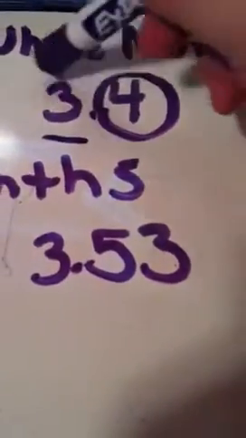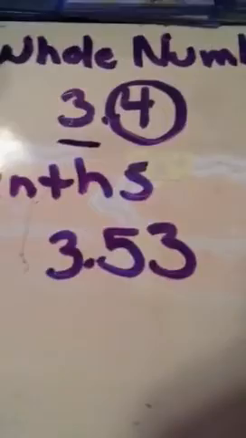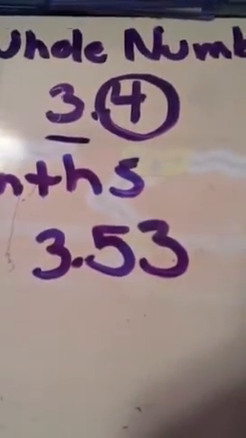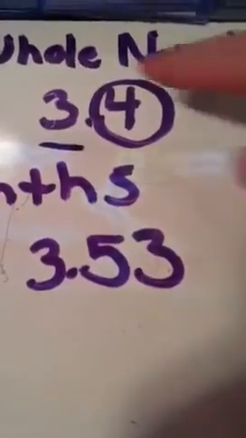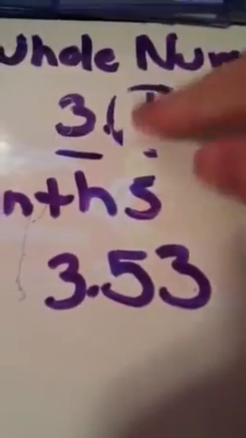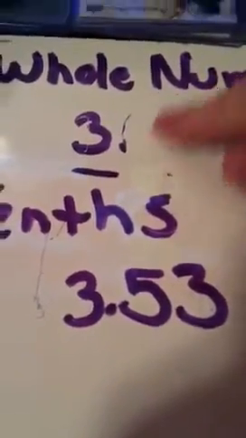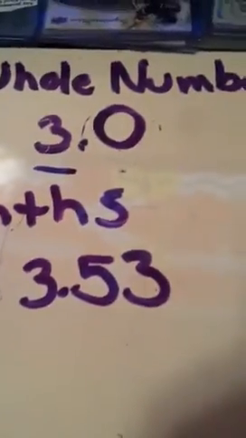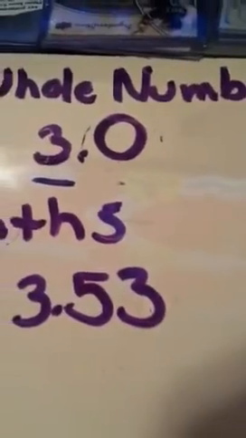When you round up, you're going to change your whole number up 1, drop the decimal, and make it a 0. If you're rounding down, you're going to leave your whole number alone. You're going to drop your decimal, and you're just simply going to turn it into a 0. So it would look like that.